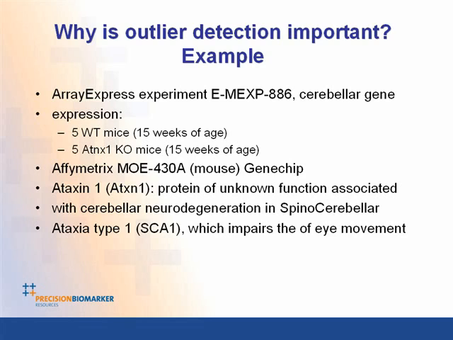If we go back to this experiment and think about the experiment itself, we're looking at cerebellar gene expression from 5 wild-type mice, 15 weeks of age, and 5 ataxin 1 knockout mice, cerebellar gene expression, 15 weeks of age. This ataxin 1 is a protein of unknown function associated with cerebellar neurodegeneration in spinocerebellar ataxia type 1, which impairs movement of the eye as the mice develop.